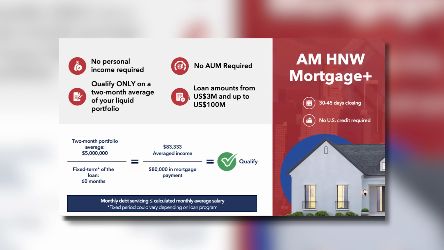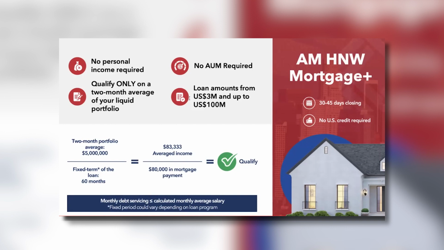So we have a program that qualifies them on their assets, their liquid assets, not their hard assets. So if it's like cash, it could be even crypto, bonds, stocks, these types of things. We will take 2 months of these statements and we will use the average of that based on the fixed portion of the loan. And if you look below, this is a very easy way to explain this.